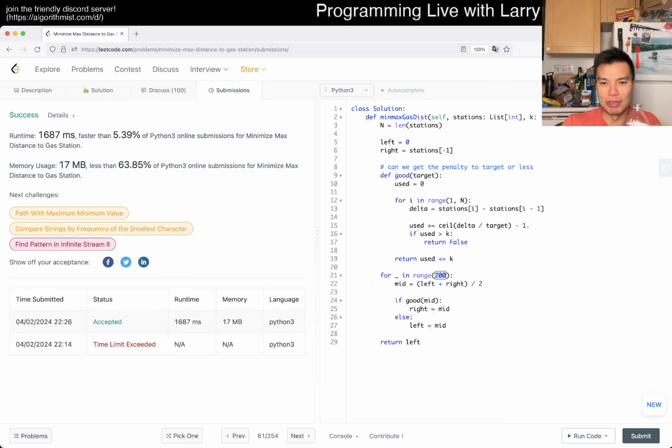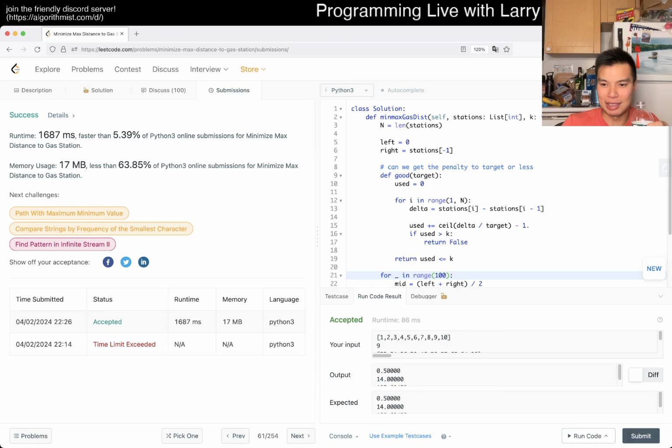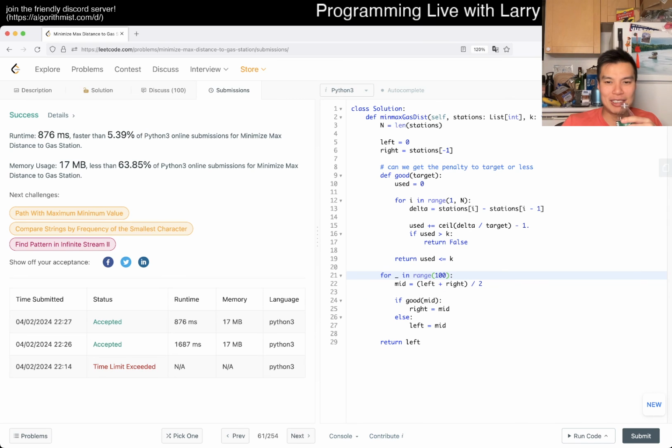Like if we change to 100, would it be 100? It would probably still be good enough, but I didn't want to risk it. Like I knew it would be fast enough, right? So yeah, though it's still slow, huh? Maybe I'll take a look at the solution.